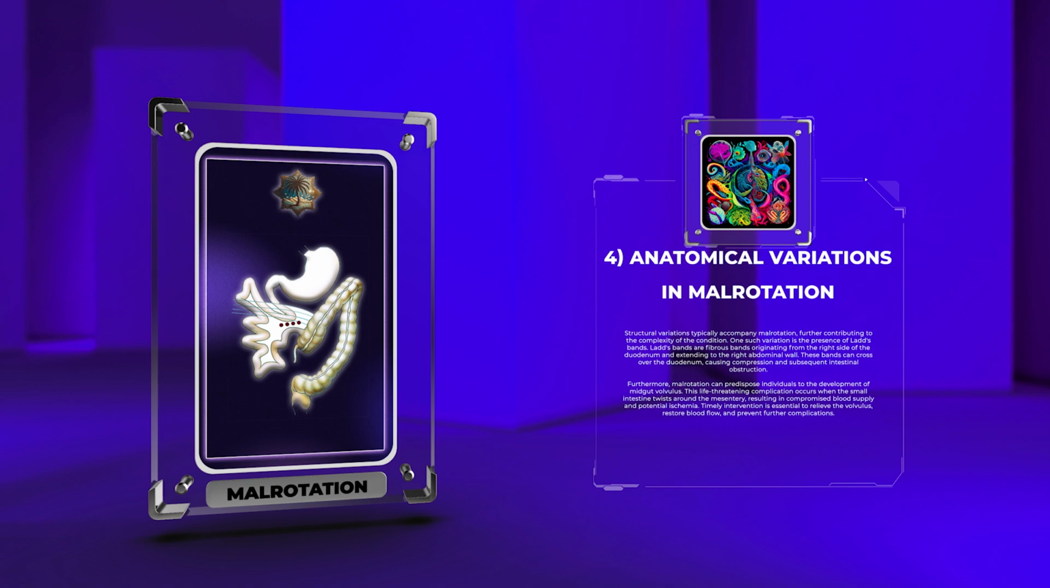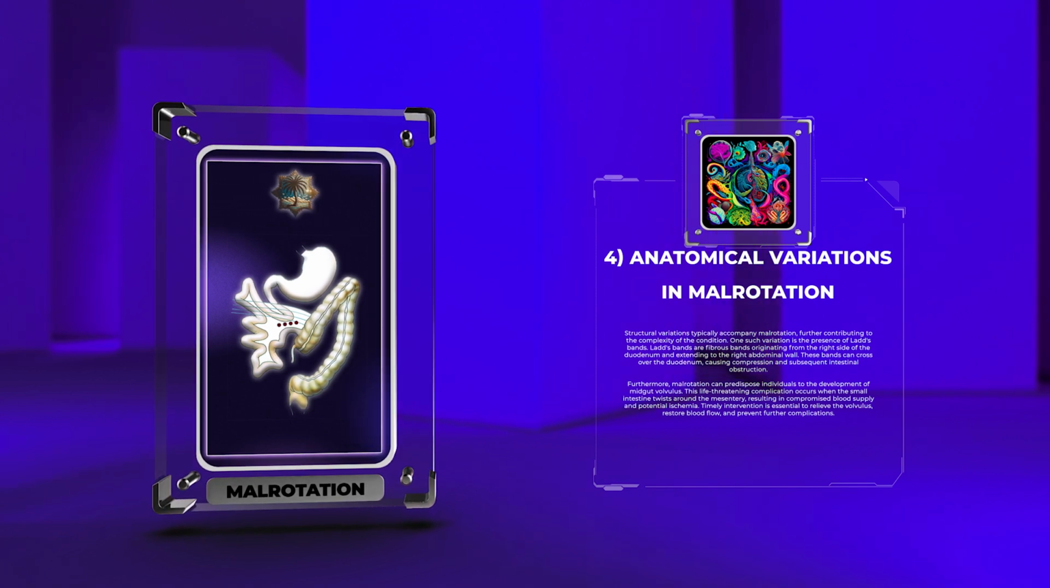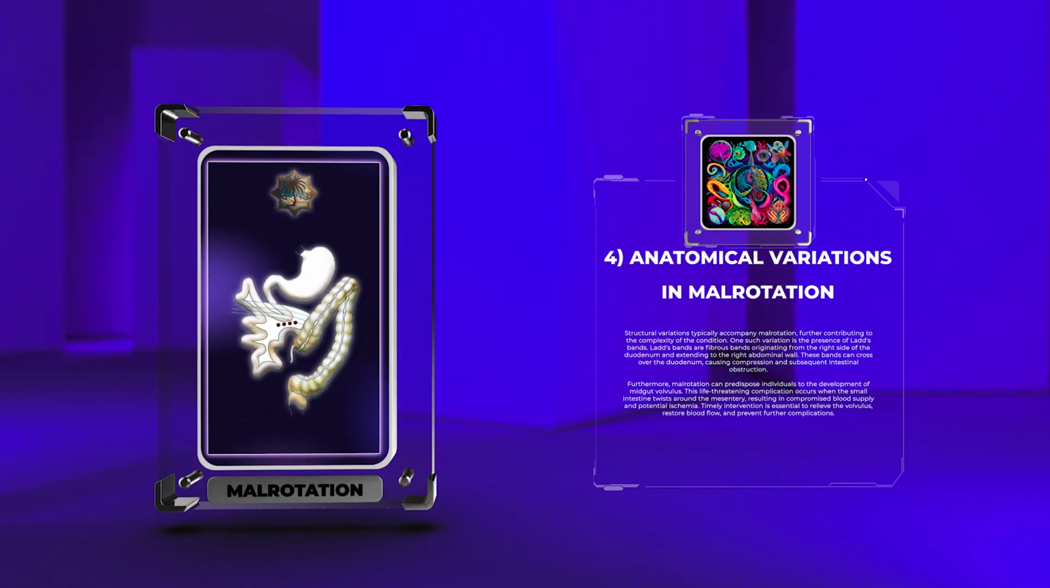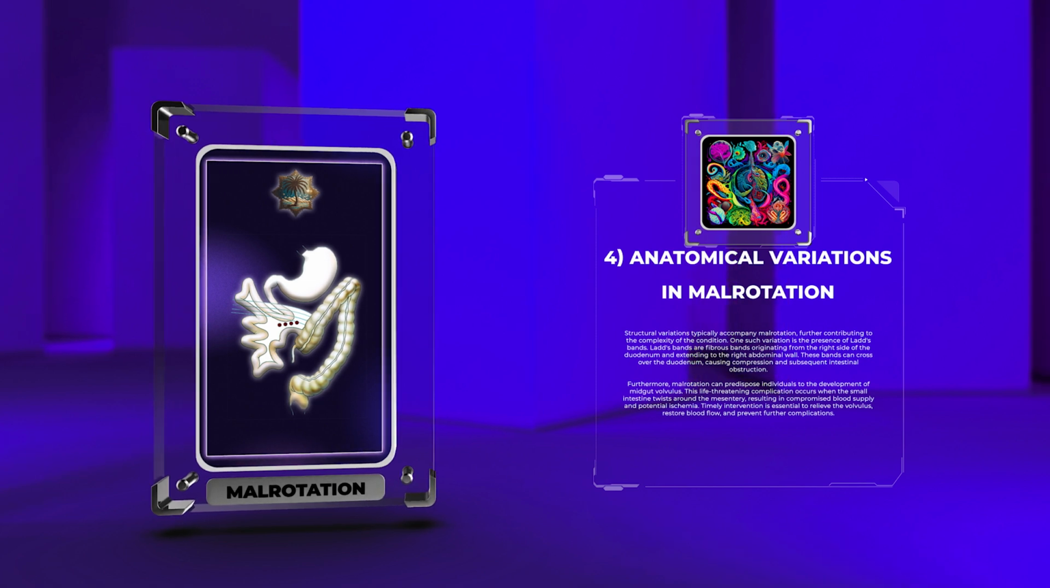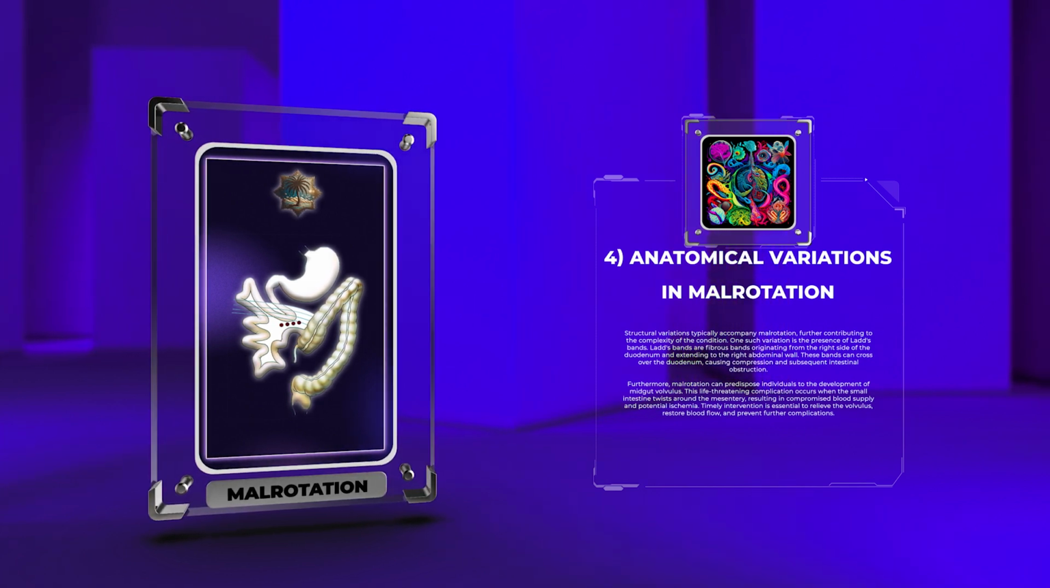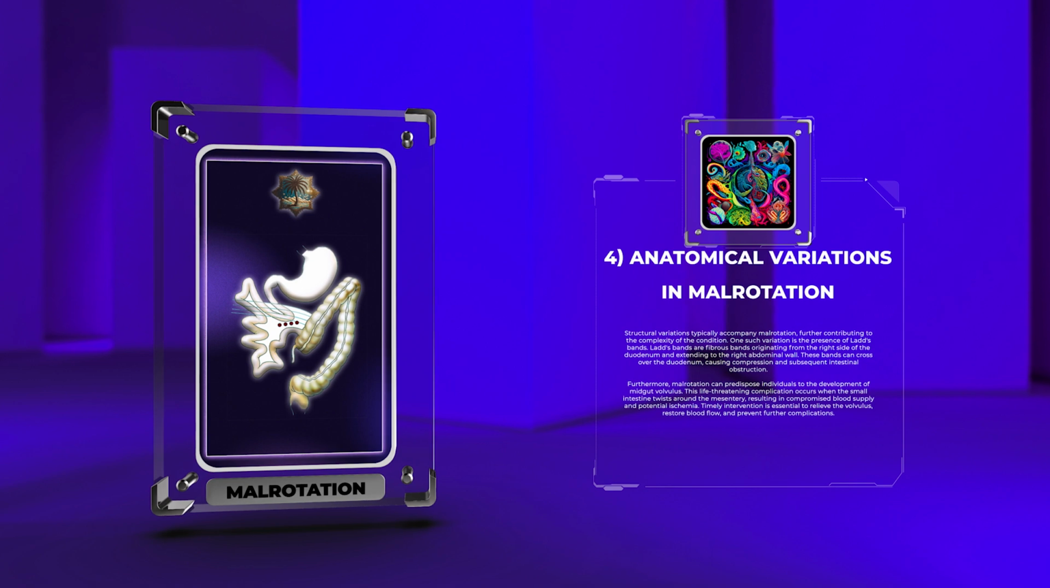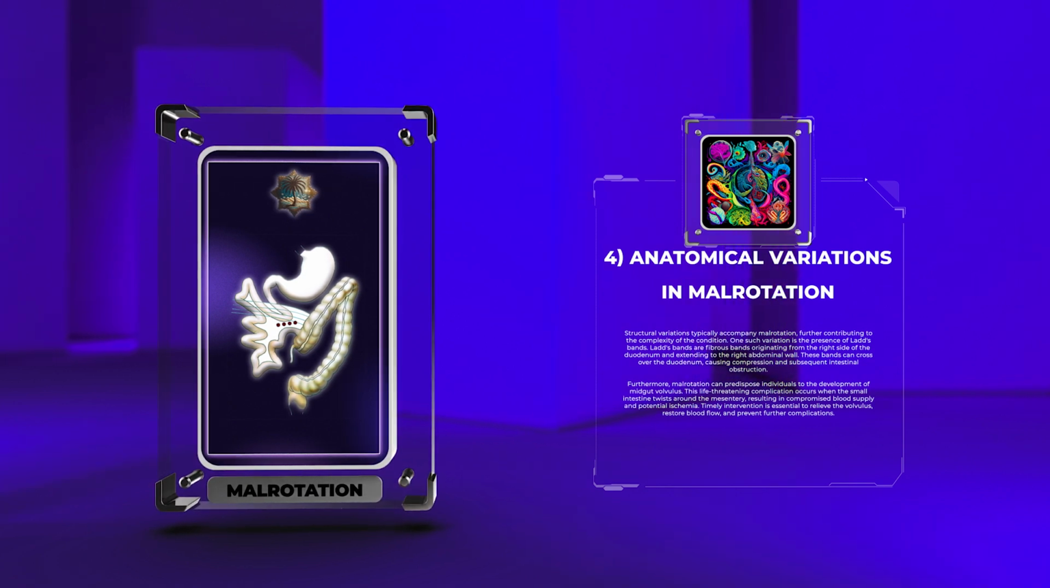One such variation is the presence of Ladd's bands. Ladd's bands are fibrous bands originating from the right side of the duodenum and extending to the right abdominal wall. These bands can cross over the duodenum, causing compression and subsequent intestinal obstruction.